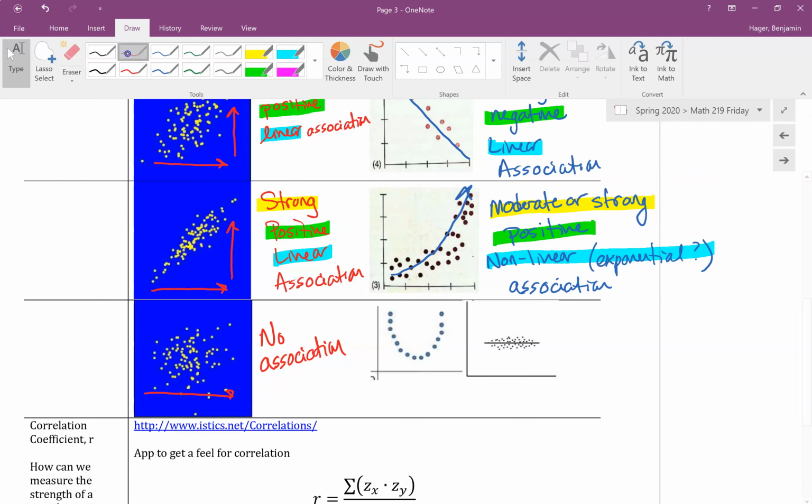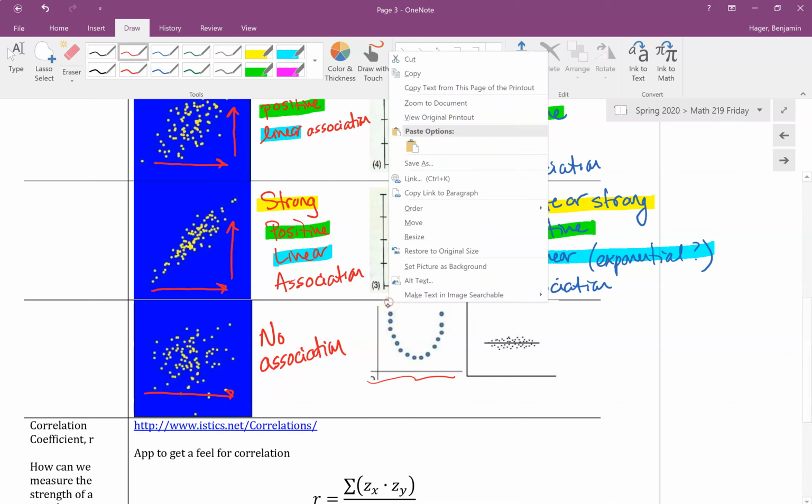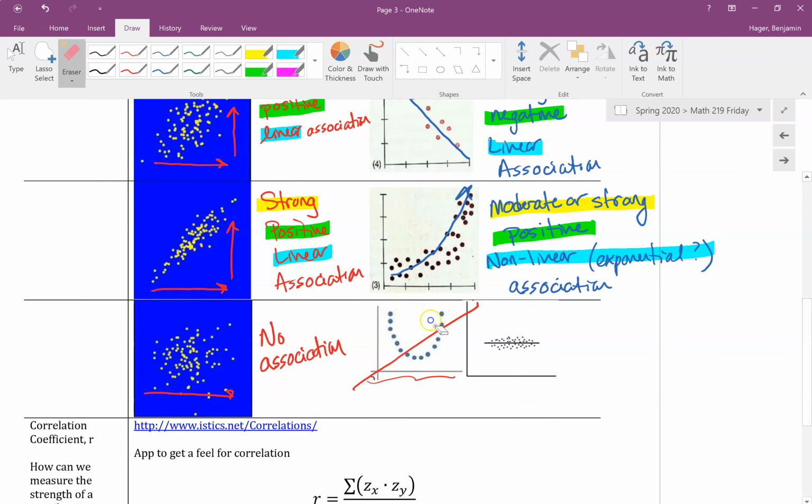Okay, two more here. Let's talk about this one. Well, this is incredibly strong. It's not linear. It definitely doesn't make a line. This looks quadratic, right? If you remember from algebra, quadratic gives us the shape of a parabola. That totally looks like a parabola to me, and it looks really close to it. So I would say it's very strong.